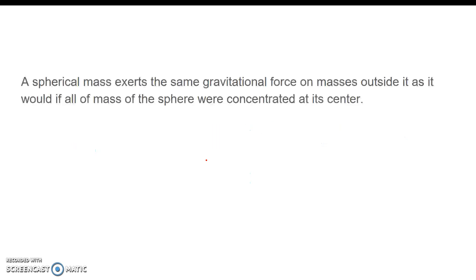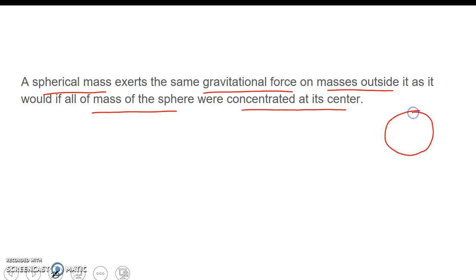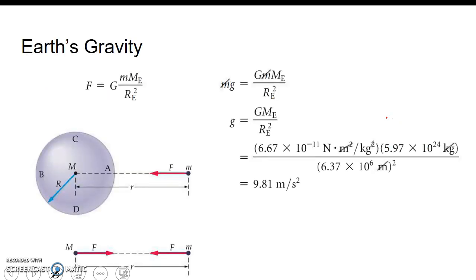Okay, so one point to make. A spherical mass exerts the same gravitational force on masses outside it as if all the mass of the sphere were concentrated at its center. And so what we're saying is that the center of mass is going to be smack dab in the center of the object, okay? So the force on masses outside is as if all the mass of the sphere were concentrated at its center. So as we look at this, here's our planet.